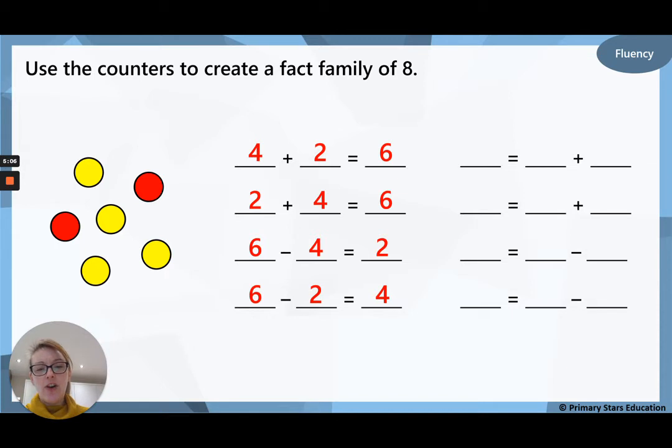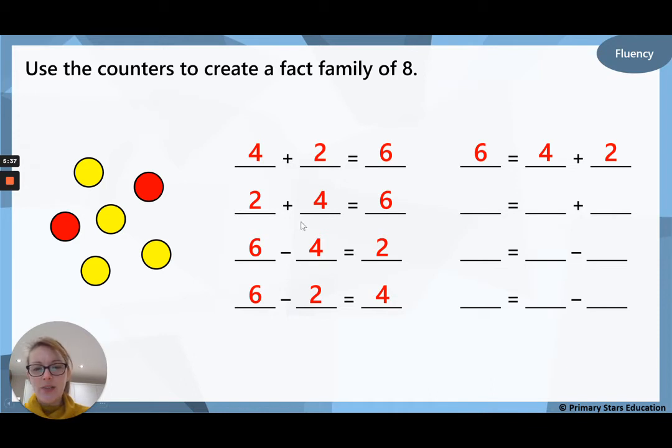So now we've got 2 additions and 2 subtractions. Let's see if we can write them in a different way, if we can swap that whole number sentence around. So let's have a look at this one. How can we swap it around? 4 plus 2 is equal to 6. What would that look like if we swap that whole number sentence around? Have a little think. And let's have a look at the answer. So it would be 6 equals 4 plus 2. Well done if you said that.